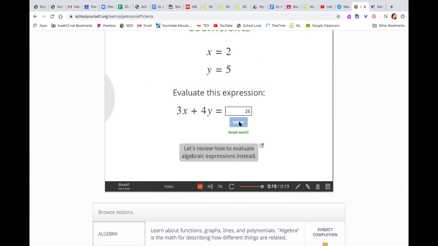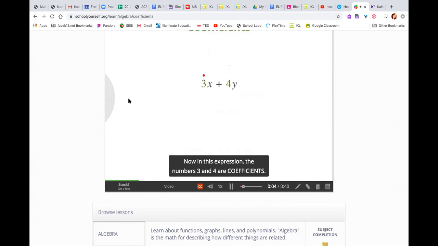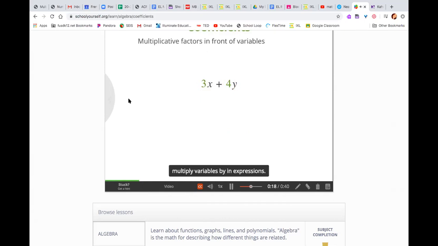Okay. Right, this equals 26. Now in this expression, the numbers 3 and 4 are coefficients. Coefficients are numbers that appear in front of variables. To be more precise, they're multiplicative factors in front of variables, which means they're numbers that you multiply variables by in expressions. So x is being multiplied by 3 and y is being multiplied by 4. So 3 and 4 are the coefficients here.